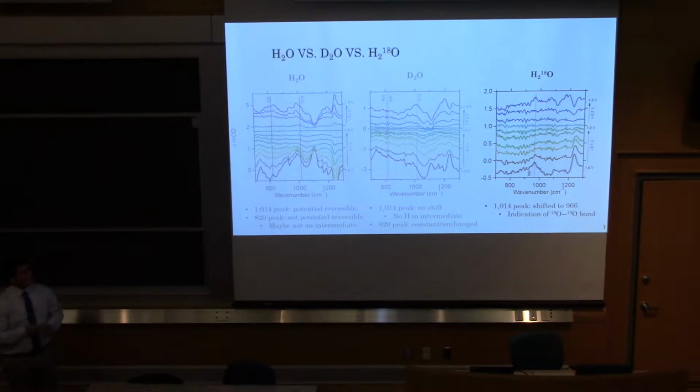And then we did it in oxygen-18 labeled water, and so you can see here there's a shift to about 966 for that peak, for that intermediate, showing that it is an intermediate and not just some remnants from that phosphate band interference.